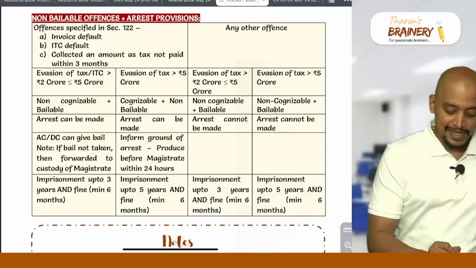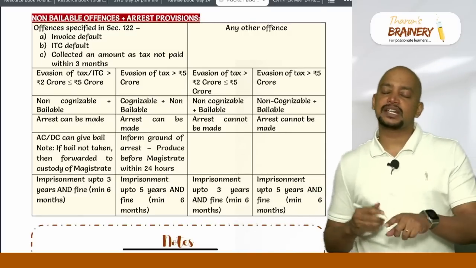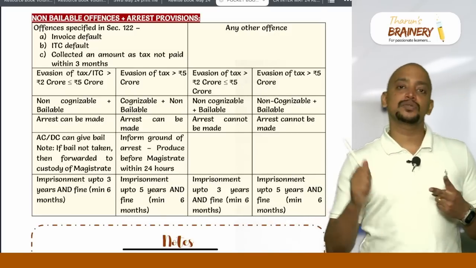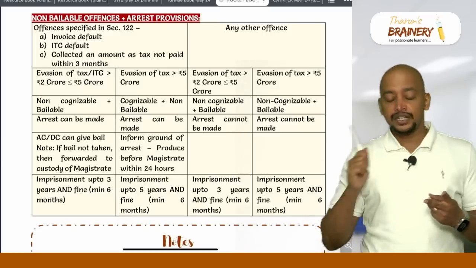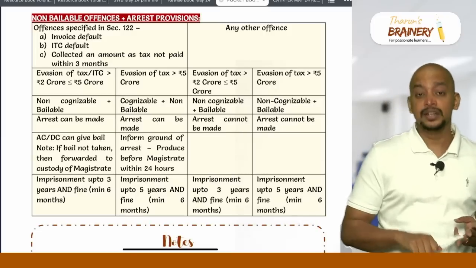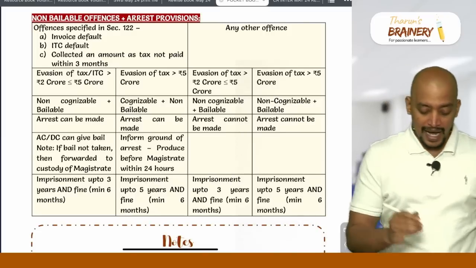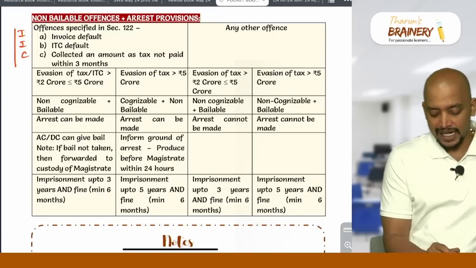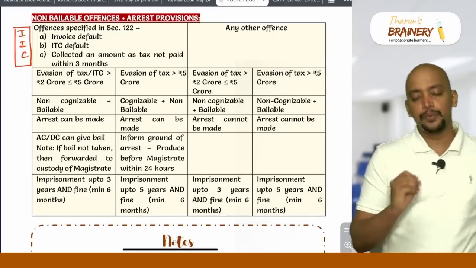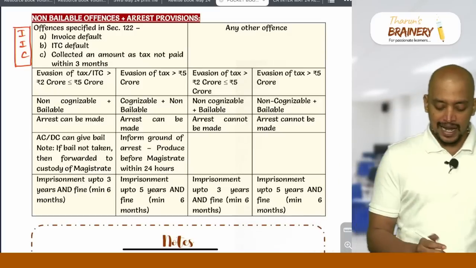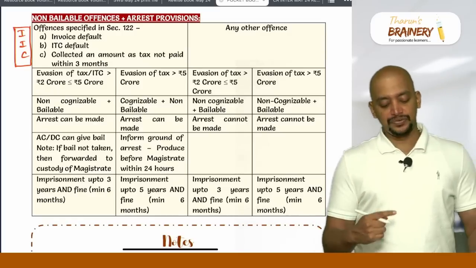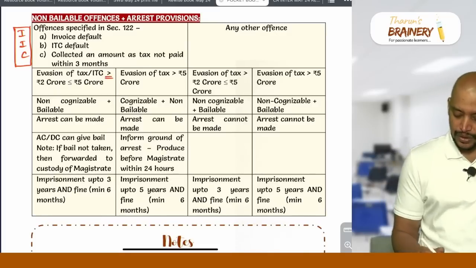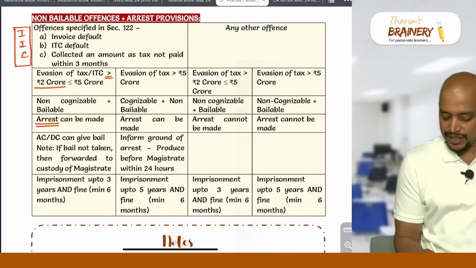So remember IIC. What is the third aspect we are discussing? First aspect we have seen is what are the offences that lead to penalties, the second aspect is what are the offences that lead to imprisonment. Now the third aspect we are discussing is what are the offences which lead to arrest. So what is that IIC? Invoice default, ITC default, and collected an amount as tax and not paid within 3 months. In the case of this IIC, if the amount exceeds 2 crores, then only arrest will be there. Otherwise, there is no arrest.